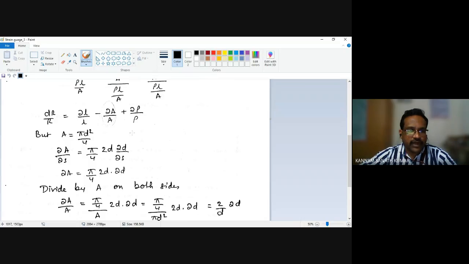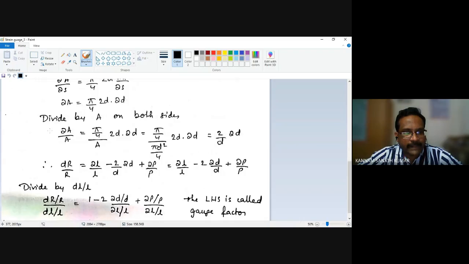R equals D by 2, so R square is D by 2 whole square. In terms of diameter, you can write area as pi d square by 4. Now you have to differentiate this area with respect to S. So dou A by dou S equals pi by 4 into 2D dou D by dou S. Now divide by A on both sides.